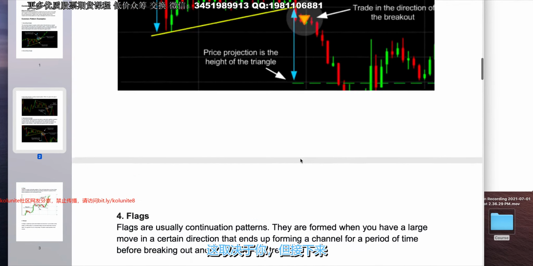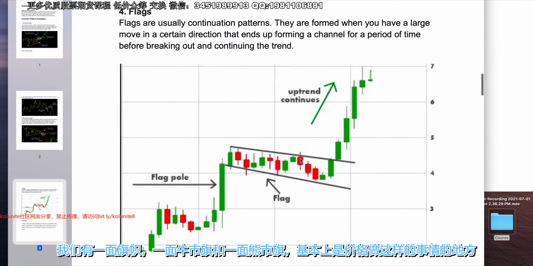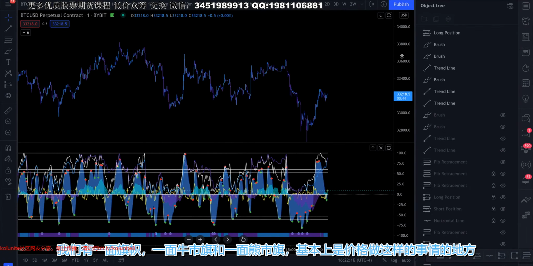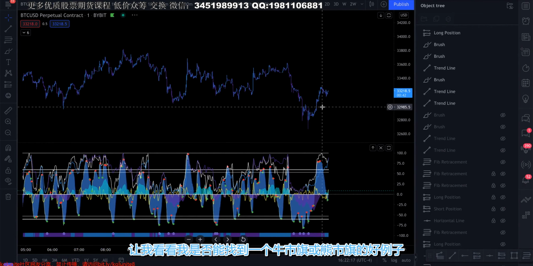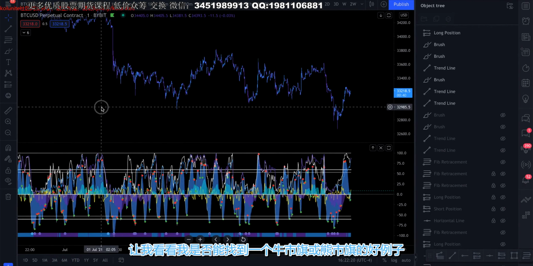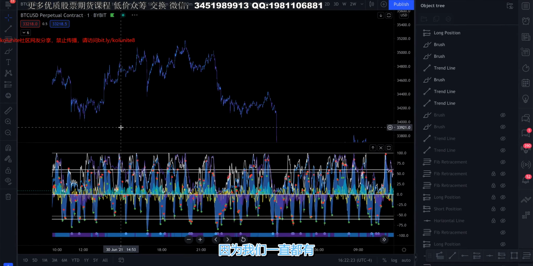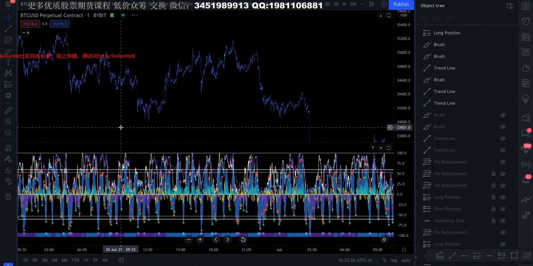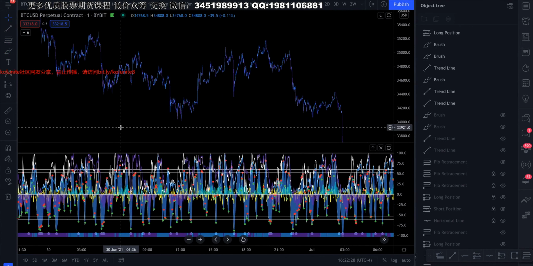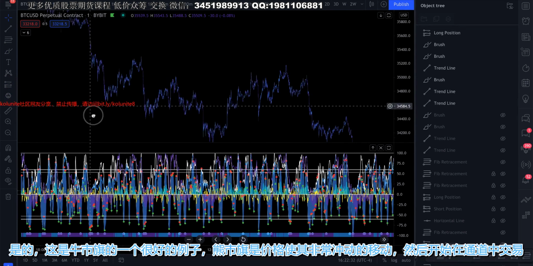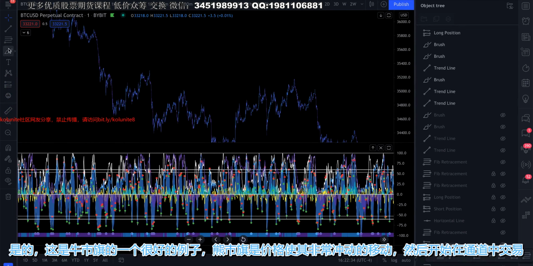But next we have a flag. A bull flag and a bear flag is basically where price does something like this. Let me see if I can find a good example of a bull flag or a bear flag, because we get them all the time. Yeah, this is a great example of a bull flag, a bear flag.